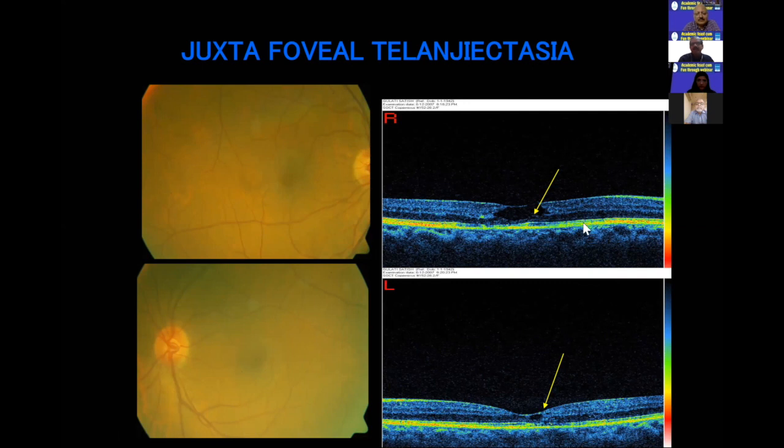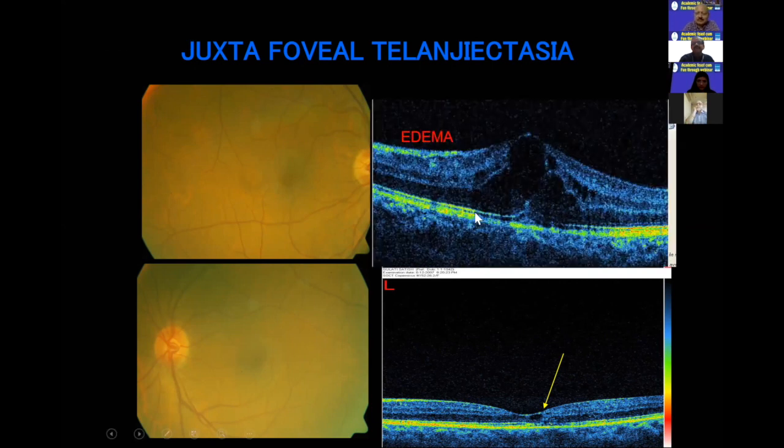Now, how do you differentiate between this hyporeflectivity of the atrophic area and the hyporeflectivity of a cystoid edema patient? In an edema patient, the thickness will be more, whereas in atrophy, there will be only hyporeflectivity without any increase in the thickness.